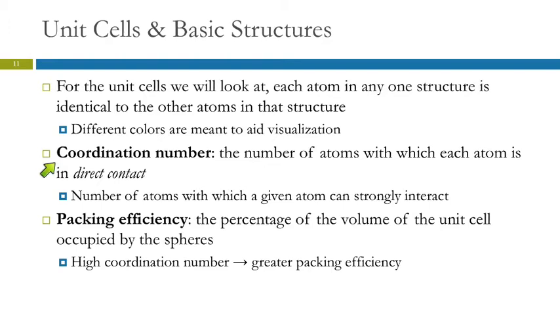So a couple of numbers that we attach to these unit cells. One is a coordination number, and that's the number of atoms that each atom is in direct contact with. So the number of nearest neighbors. And that's important because those are the atoms that can be interacted with. The interactions between atoms are dispersion forces, and those only occur at very short distances.